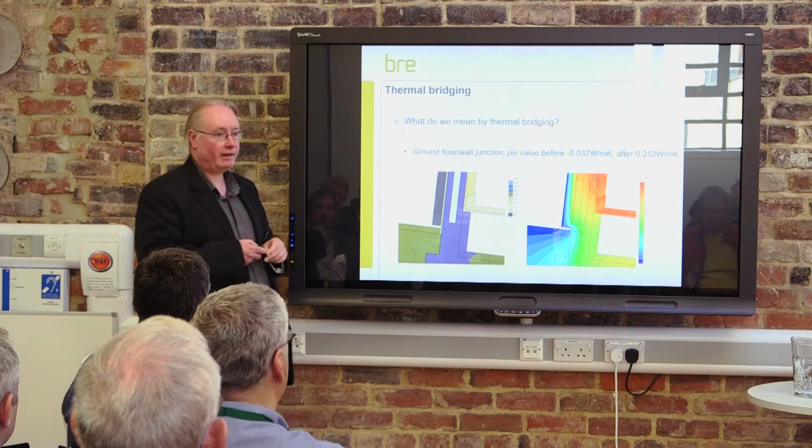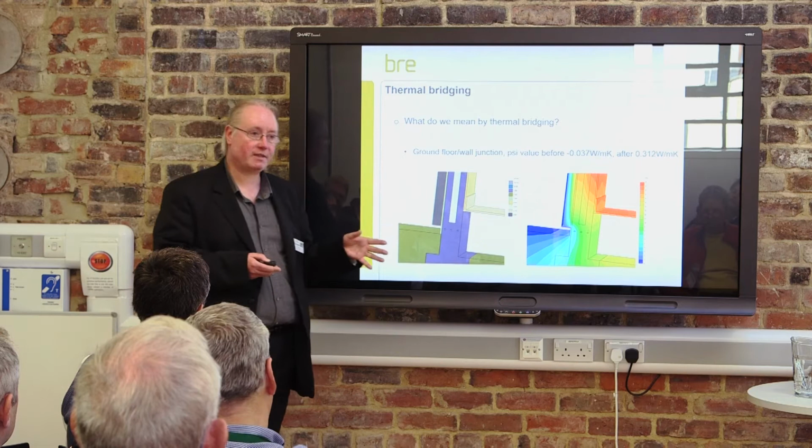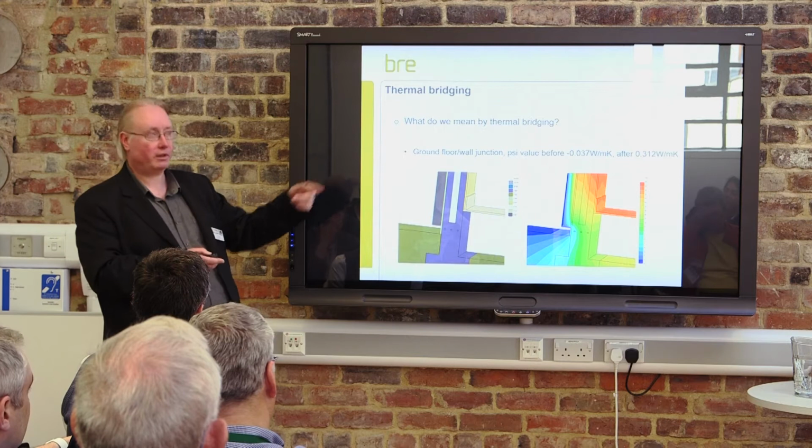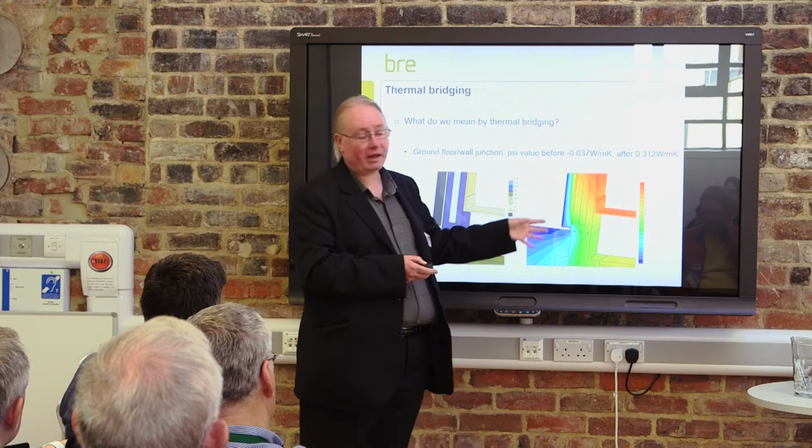Now that's roughly what the default value for that floor junction is in SAP. If you built a new house and you didn't follow the accredited details and you didn't want to do something modern, you would have to use that figure, 0.32, I think it is, in SAP. So it is exceptionally badly performing, simply.